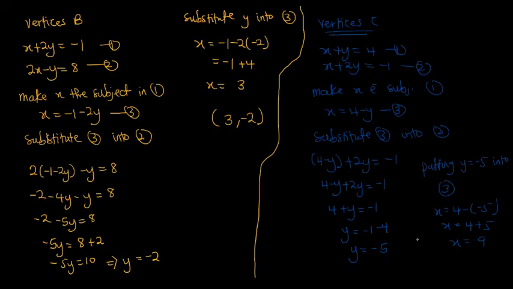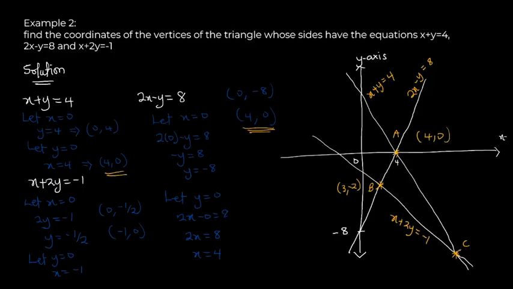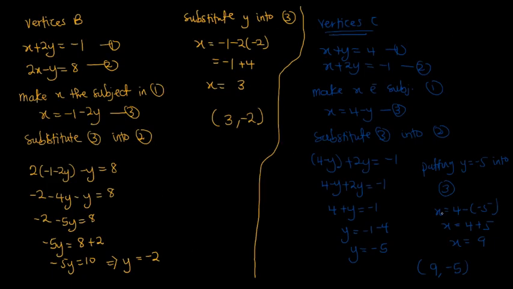So for vertex C, the coordinates are 9 for x and then negative 5 for y. So it means the point over here is 9 and negative 5 over here. So this is where they meet. So that is how we solve the intersection of two lines to find where they meet at a particular point. So if we have the equation of a line, so for instance we have line A, line B, line C, and they intersect at a particular point, you just solve the two equations simultaneously and then you find the point where they intersect.